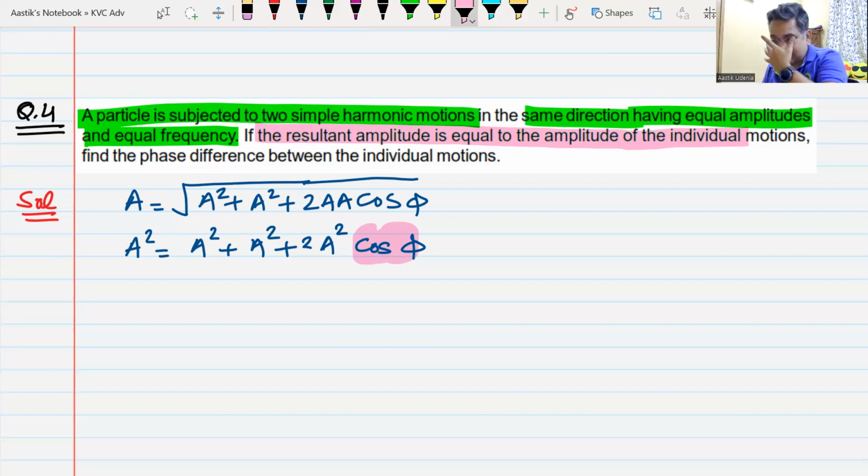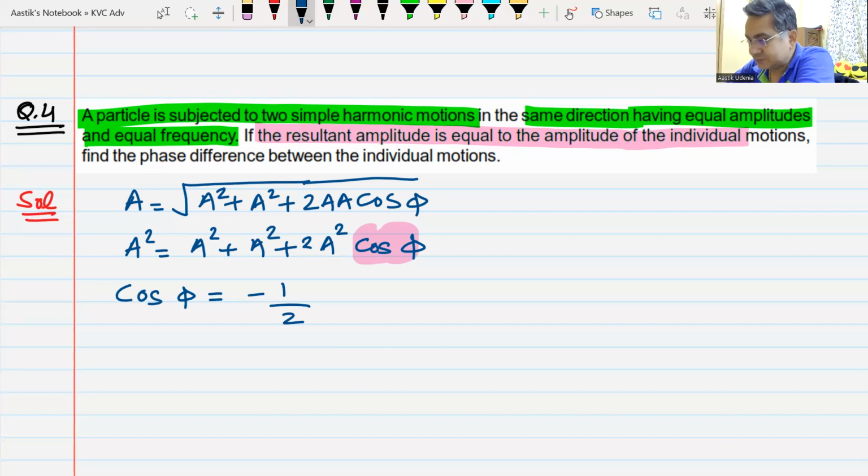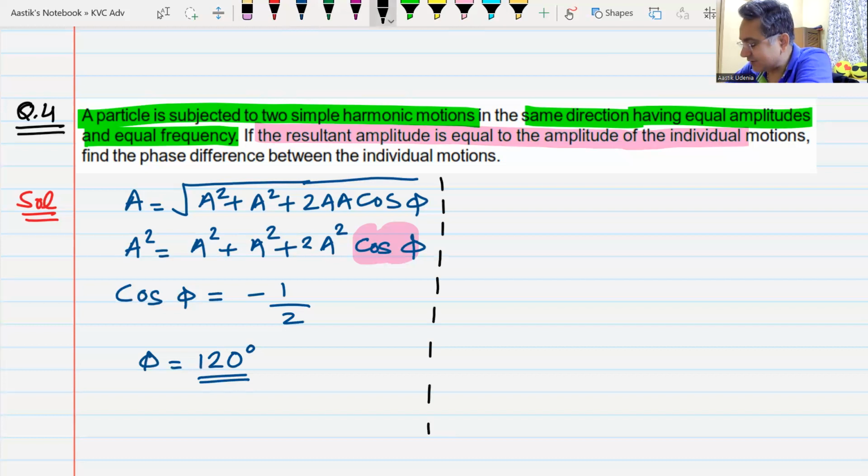If I solve this, it's such a difficult question to ask. I will get cos phi as minus half. Yes or no? Yes, sir. So what is the value of phi? 120 degrees, my dear friend. 120, not 150. Sir, the value of phi, the angle, is 150, not 120? Sir, once solve inside the root.